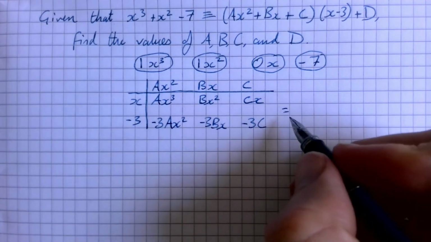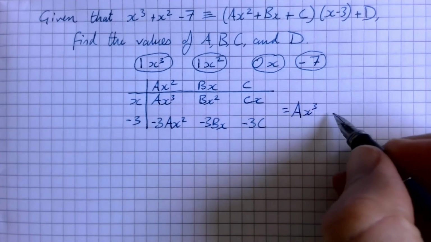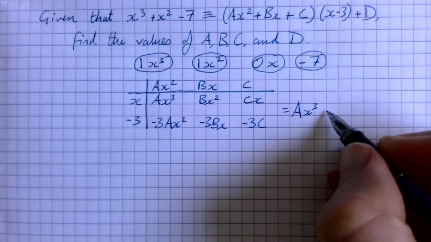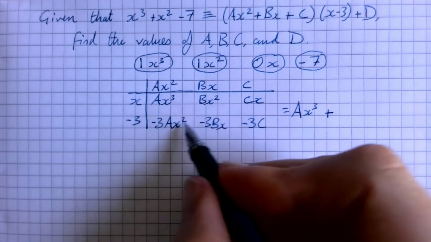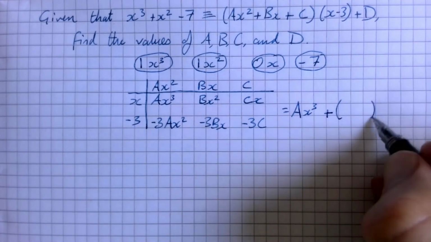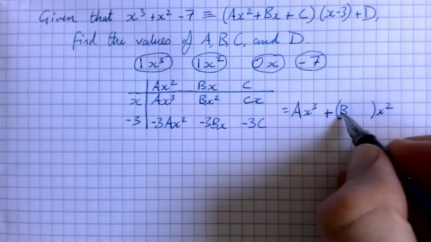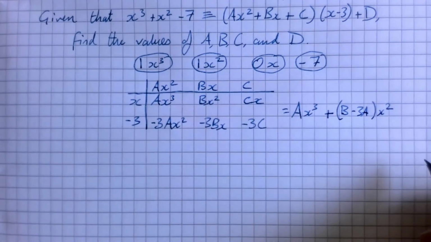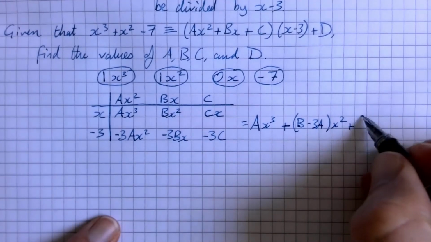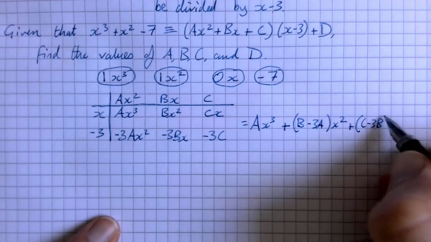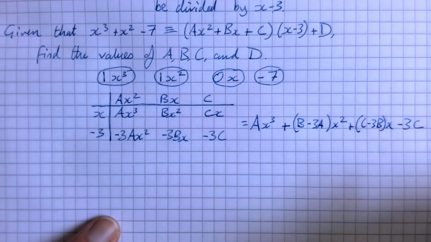So all of that is giving me ax cubed, plus, and now when I collect my terms together I'm going to use a bracket so I know how many x squareds I've got. So I've got plus b minus 3a, and I've got plus c take 3b, and then I've just got my minus 3c at the end.